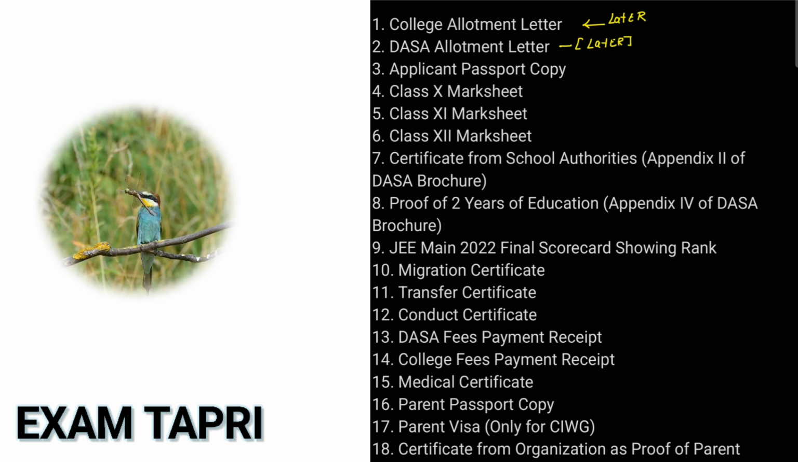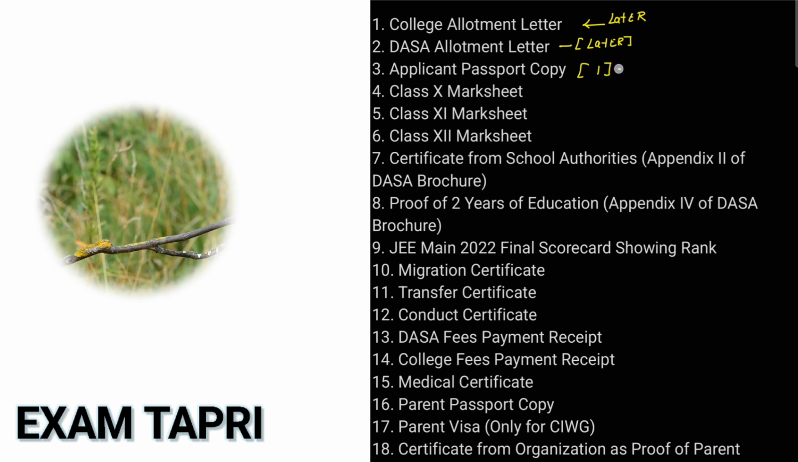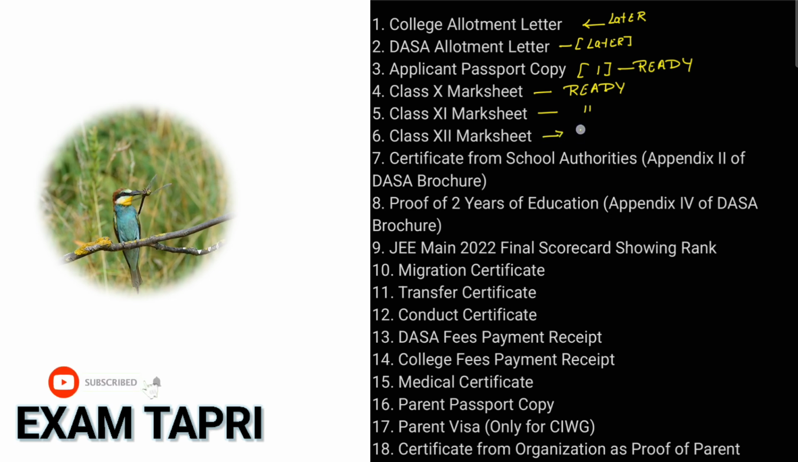Okay. Applicant's passport copy. This document you must already have. You must have a passport. What you can do is take a colored copy of the passport and make a file. In the file you can mention all these documents on one page and start ticking. For example, applicant passport copy. You must be having your passport, so one document is ready. 10th mark sheet you must also have, so the second document is ready. 11th mark sheet ready. 12th mark sheet, whenever you receive it, keep it ready.